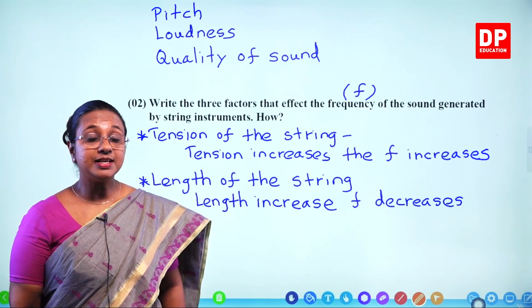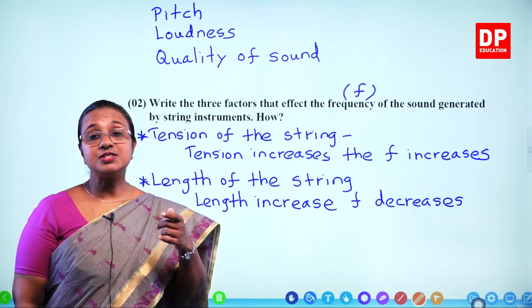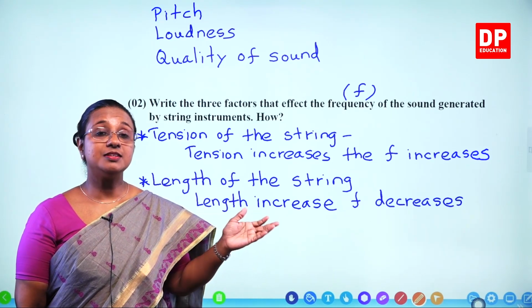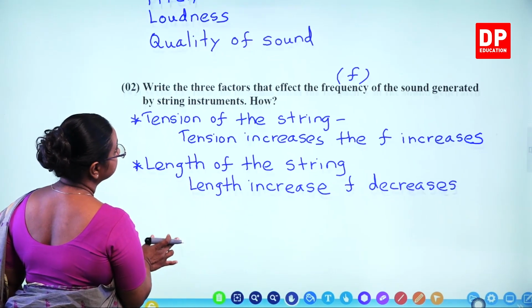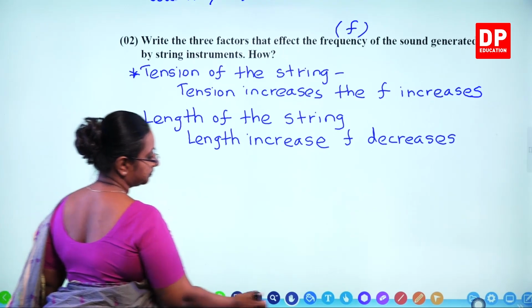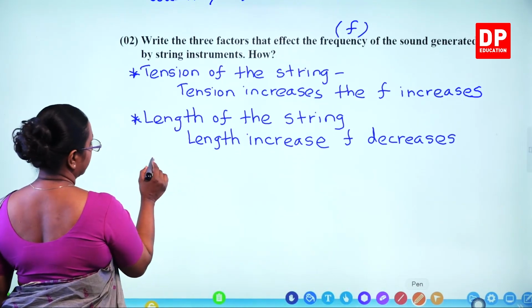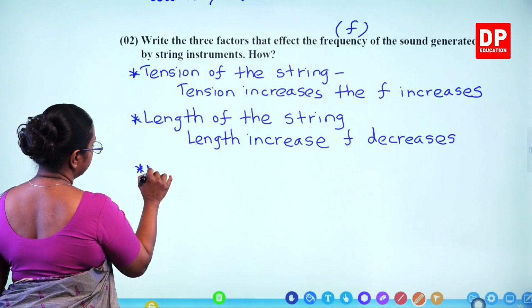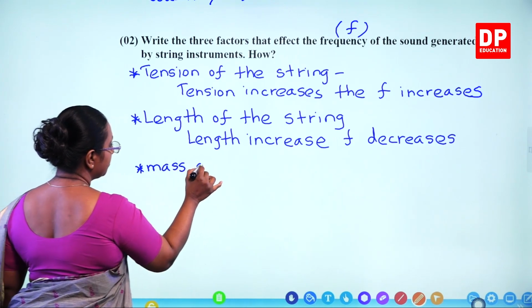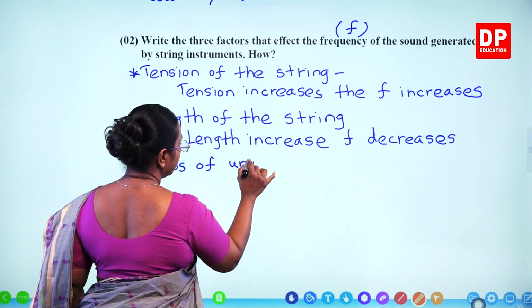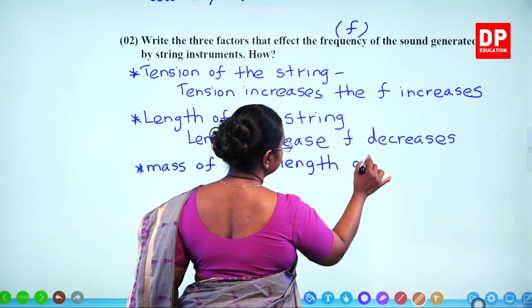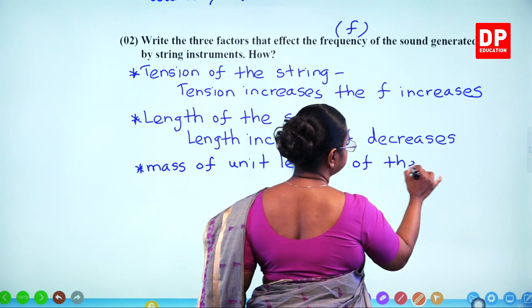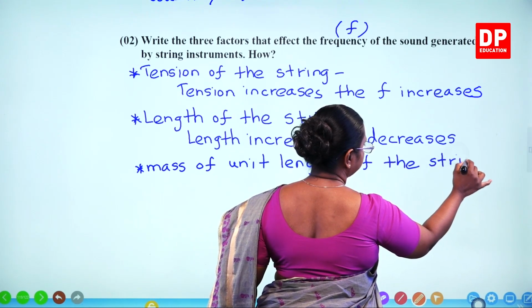And what is the third one? The mass of a unit length of the string. So that is the third factor. Third one, mass of unit length of the string.